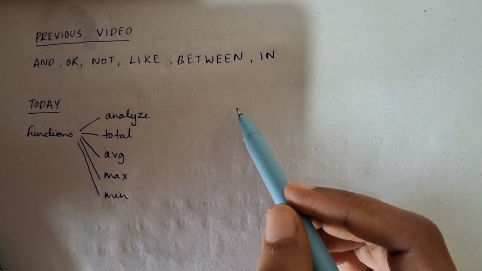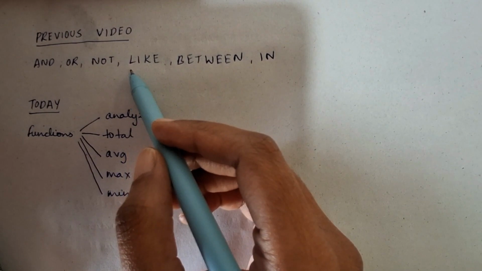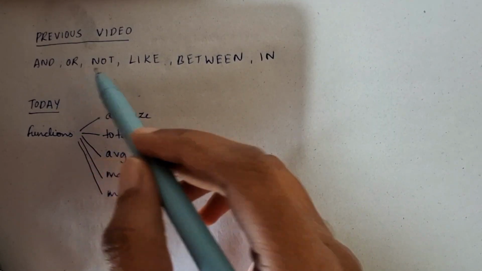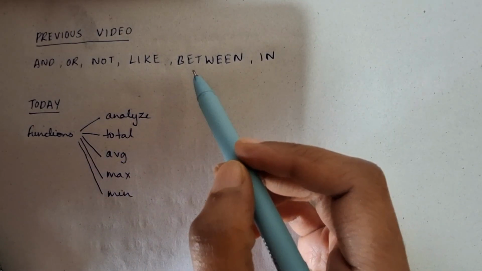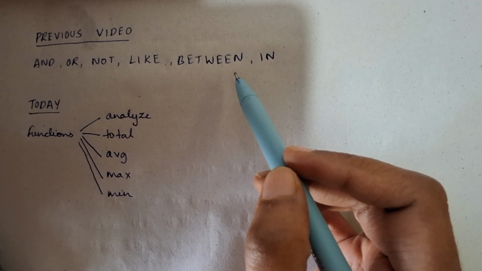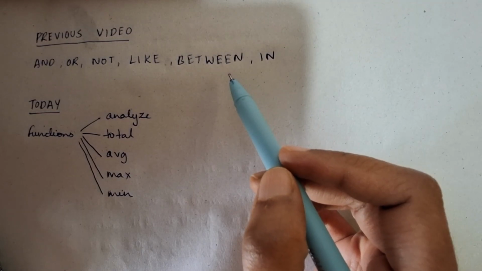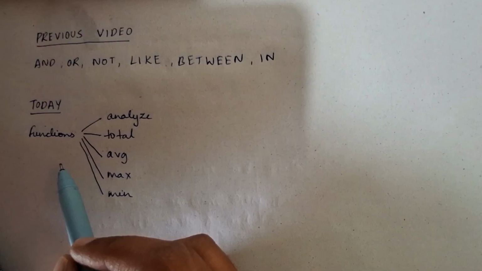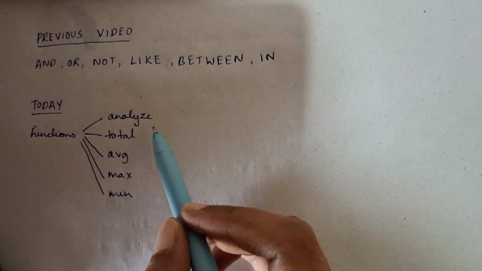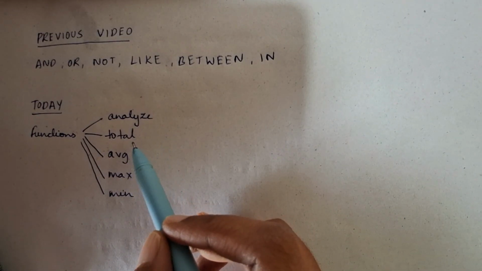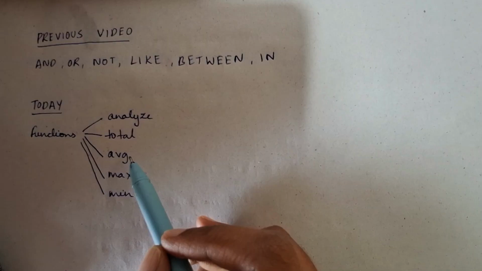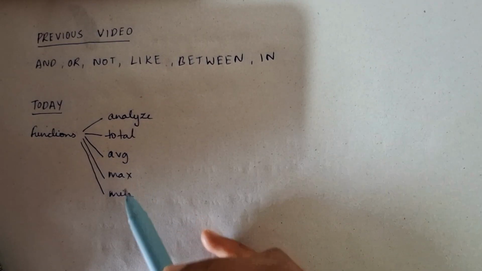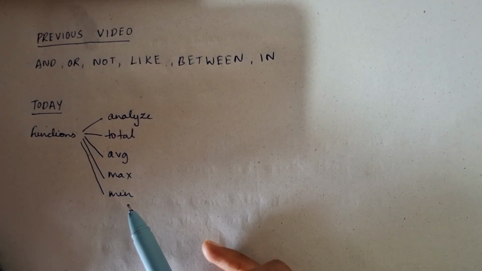In the previous video, we learnt about operators like and, or, not, like, between and in. Today we are going to learn one of the most important topics in SQL, that is functions. These functions are used to analyze the data, find totals, find average, find maximum, find minimum and much more.